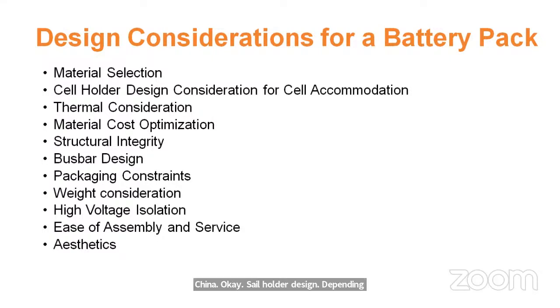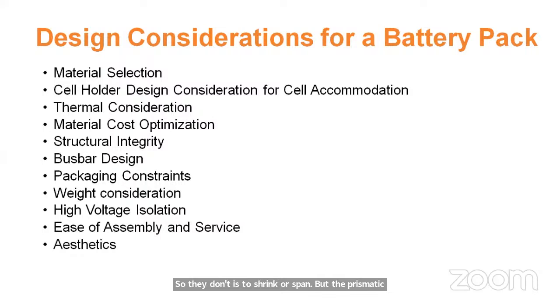Depending upon the cell, either I am going to the cylindrical cell, the prismatic cell, or the pouch cell. Depending upon the form factor of the cell, we have to think about the cell holder design. Normally, for example, if I have a cylindrical cell, what is happening? The outer casing of cylindrical cells is made of steel, so they don't shrink or expand. But the prismatic and pouch cells' outer body shrinks and expands while charging and discharging.